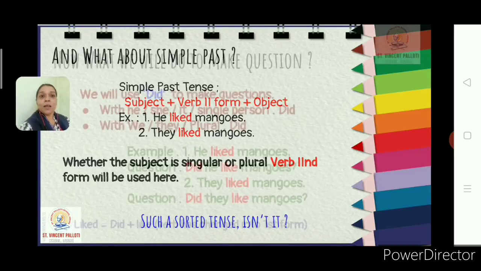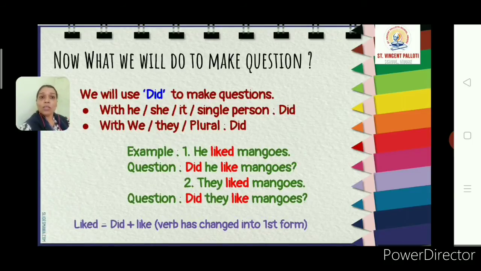Now see, what will we do to make questions? Now here we want to make questions. In the simple present we used does or do. With the singular does, with the plural do. Here only did. Whether the subject is plural or singular, you just use it and you are sorted. So see the example. He liked mangoes. Okay, that was our sentence.